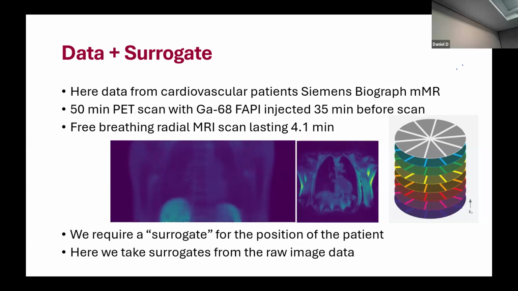To do motion correction, you need to have some idea of how the patient is moving. You need a surrogate which is recording, in this case, respiratory motion: how the patient is breathing in and out, and that can be done externally. We've heard a lot about the Neuro Explorer and the camera doing the head motion, so that's a surrogate being generated externally. But here, the surrogate information is being taken out of the raw image data.